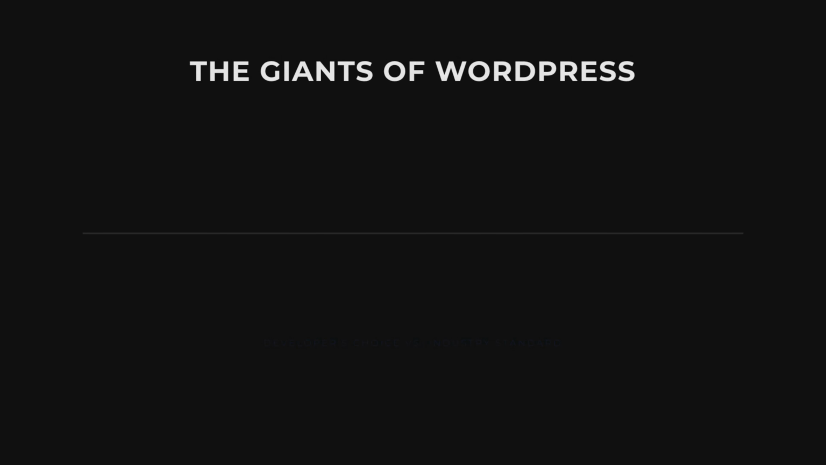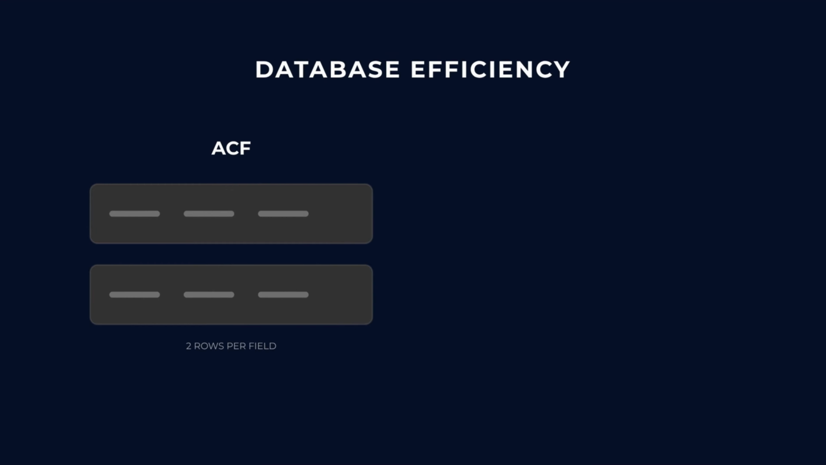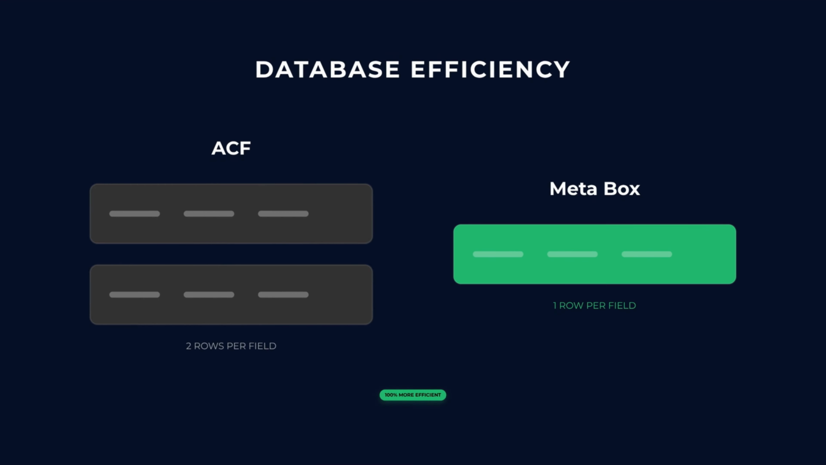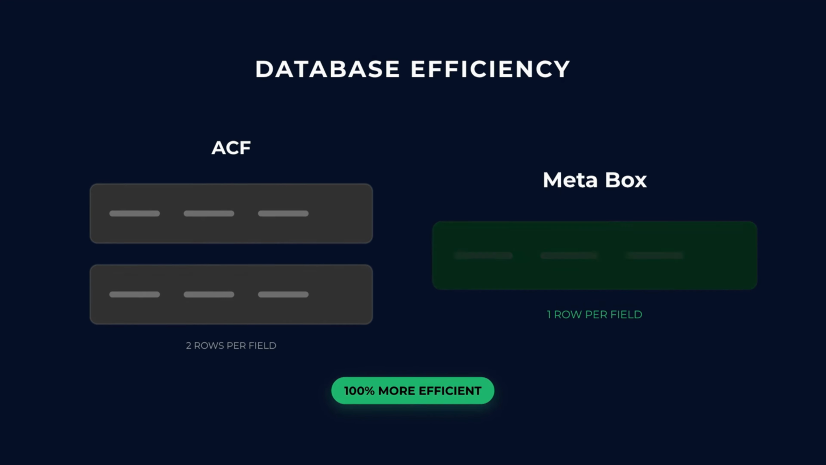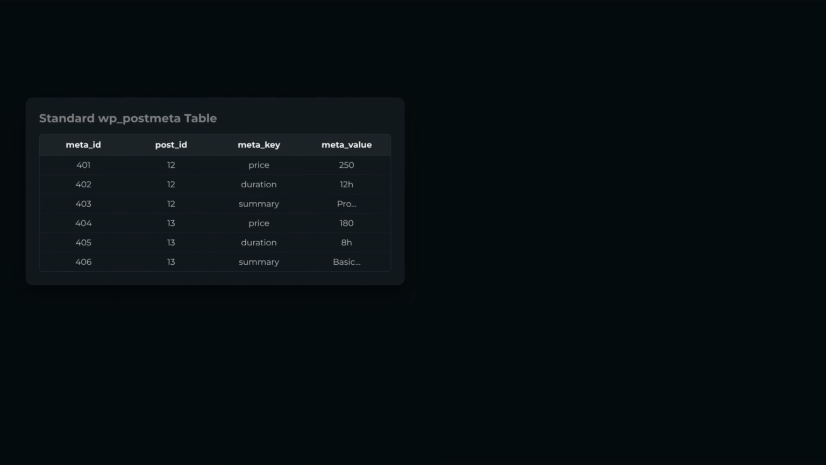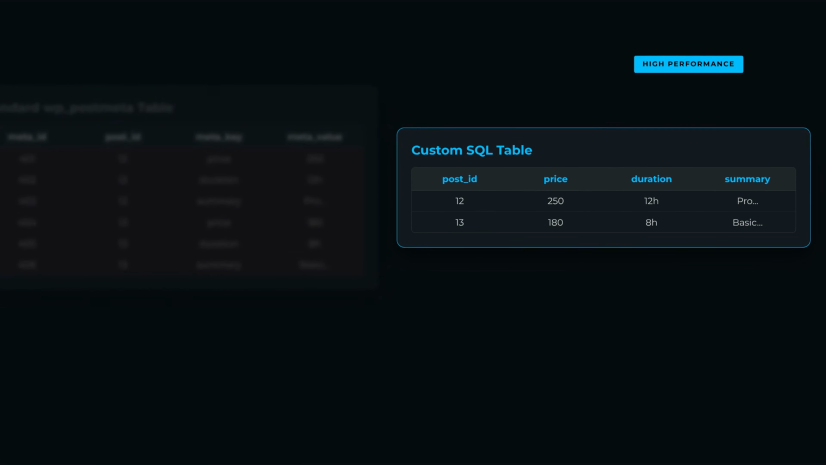Before we dive into the dashboard, we have to talk about the two giants, ACF and MetaBox. Most people start with ACF because of the UI, but MetaBox has been the developer's choice since 2010. One major difference is database efficiency. By default, ACF writes 2 rows for every field, the value and the key. This leads to massive database bloat on large sites. MetaBox is significantly leaner. It uses WordPress's native metadata structure more efficiently, and for high-performance needs, it even allows for entirely custom SQL tables.